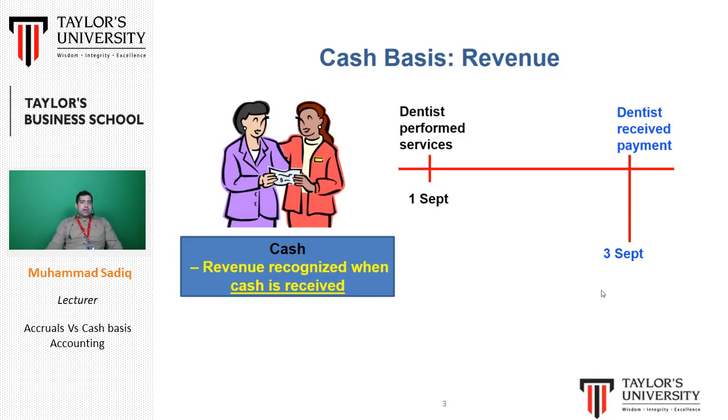The next example is for cash basis revenue. On 1st September, when the dentist performs a service, we are not receiving any payment on 1st September, we are only receiving on 3rd of September. Under cash basis accounting, we only record our revenue when we receive the payment. So on 1st September, opposite to accrual basis, there won't be any entries. We will only record our journal entry on 3rd of September when we receive cash: we will debit our cash and credit our service revenue.